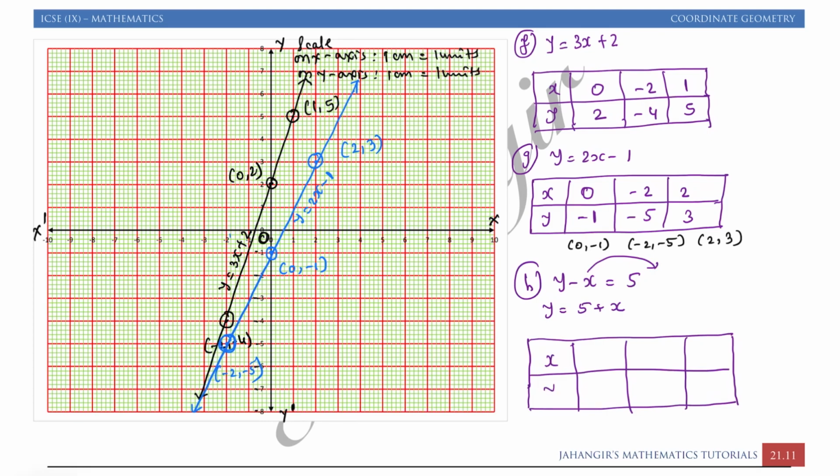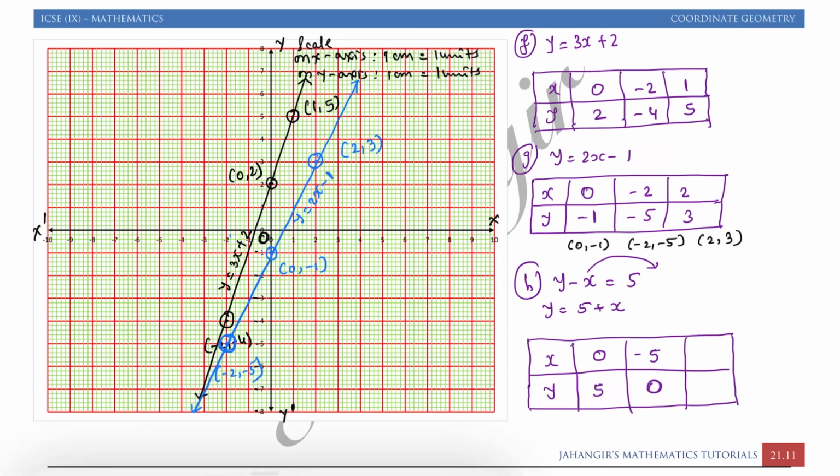So x and y. You can take x value, any x value as per your choice. Let's say first value is 0. So 5 plus 0 is 5. Second value, you can choose anything. Let me take second value as minus 5. So what I will get? 5 plus minus 5, which will become 0. So if I am taking minus 5, answer is 0.